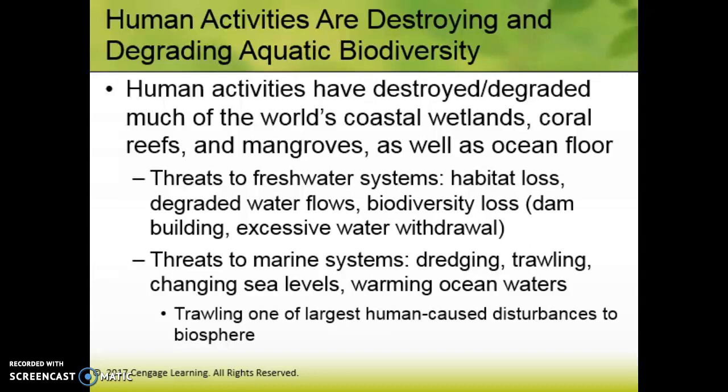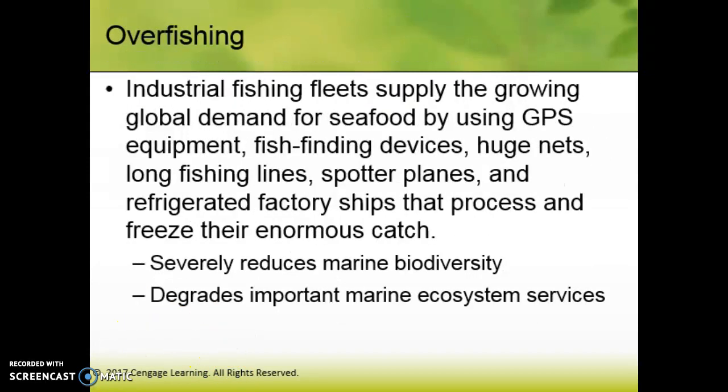You see the list of threats to freshwater and marine systems. Again, probably nothing life-altering there. Of course, we know that trawling fishing is really, really bad, so make sure you understand that and why it's so bad. I think we all do. Overfishing is the biggest problem. Maybe not. It's a huge problem in the ocean. Industrial fishing fleets basically use GPS and fish finders and things like that. They're really good at fishing. We're really good at harvesting things. We're especially good at catching really big things.